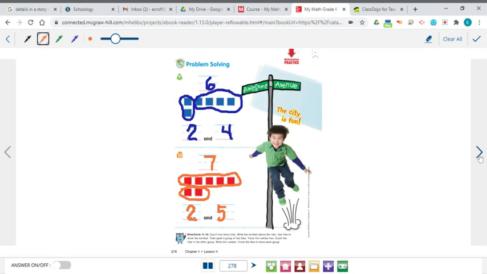Now you will be doing, if I can get the page to turn, well, maybe not. You will be doing pages 279 and 280 by yourself.